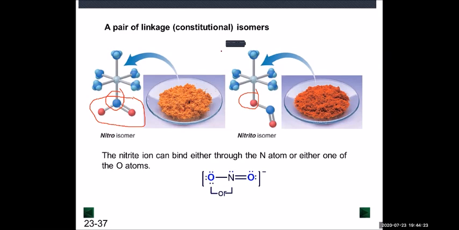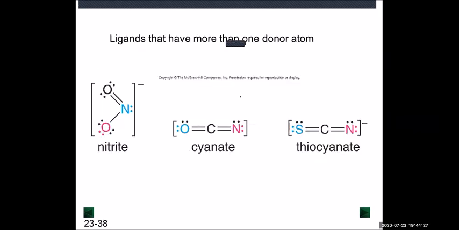We don't need to memorize each one, or what kind of isomers. These are the ligands that can form more than one donor atom, and you can form isomers among those.